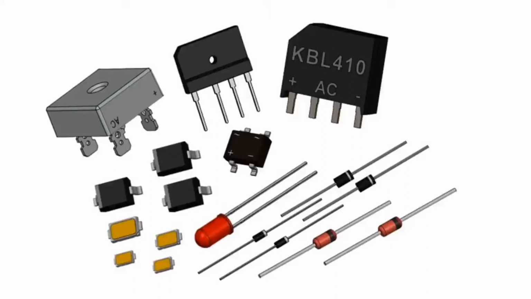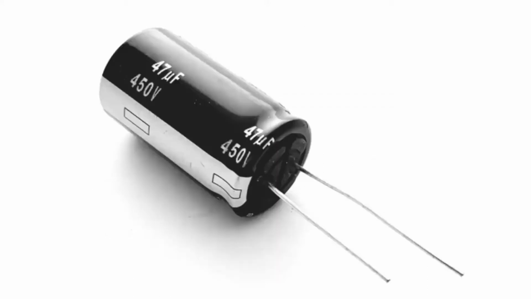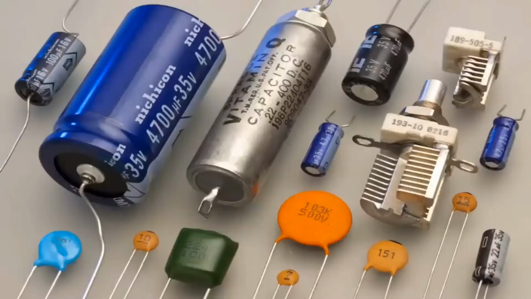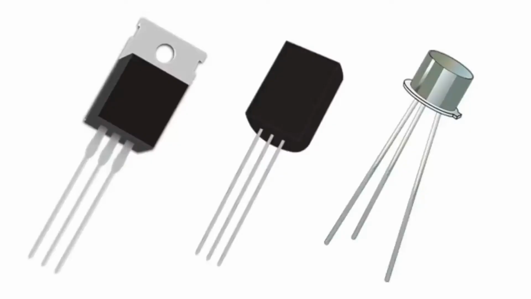After the diode we are discussing the capacitor. What is the capacitor and how many types of capacitor are there? How to check the capacitor, and what is the function of the capacitor? After the capacitor we are discussing the transistor. What is a transistor? How many types of transistor are there? And why are we using the transistor in our electronic circuits?